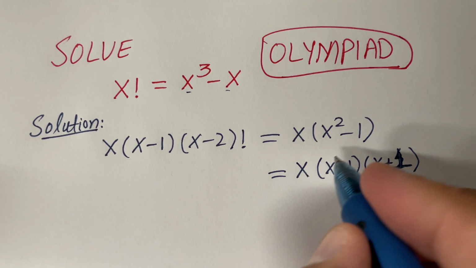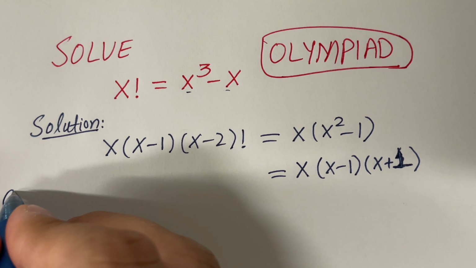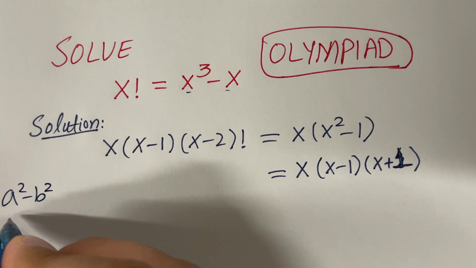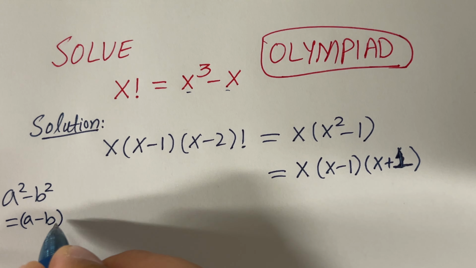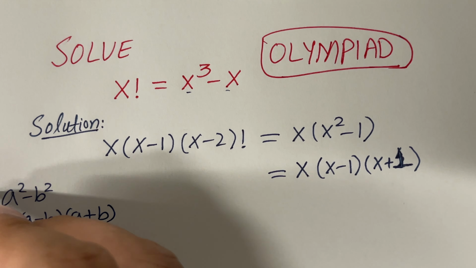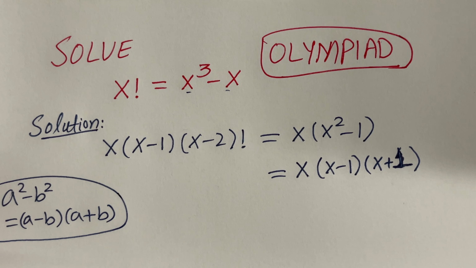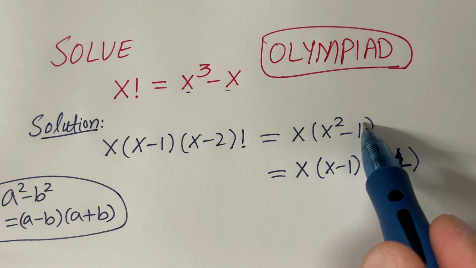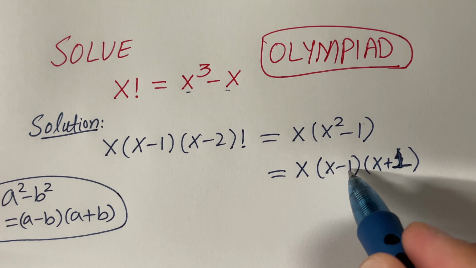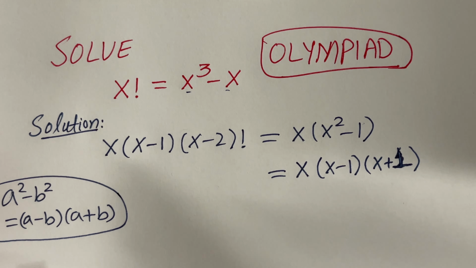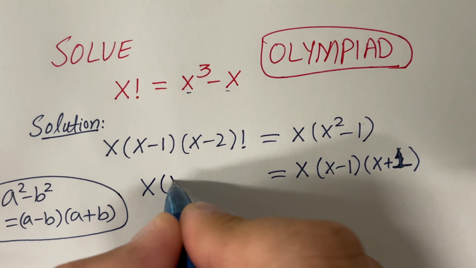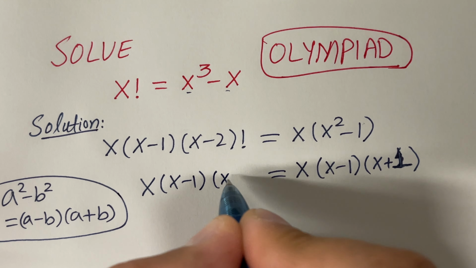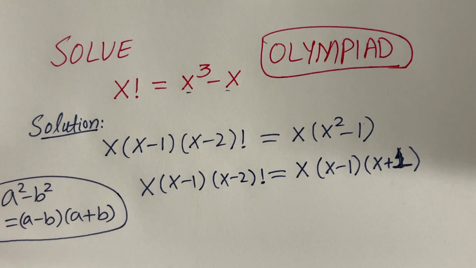On the right hand side I'm using this formula: a squared minus b squared is equal to (a minus b) times (a plus b). By using this formula, with a squared minus b squared where 1 is equal to 1 squared, we will have (x minus 1) and (x plus 1). And the left hand side was x times (x minus 1) times (x minus 2) factorial.